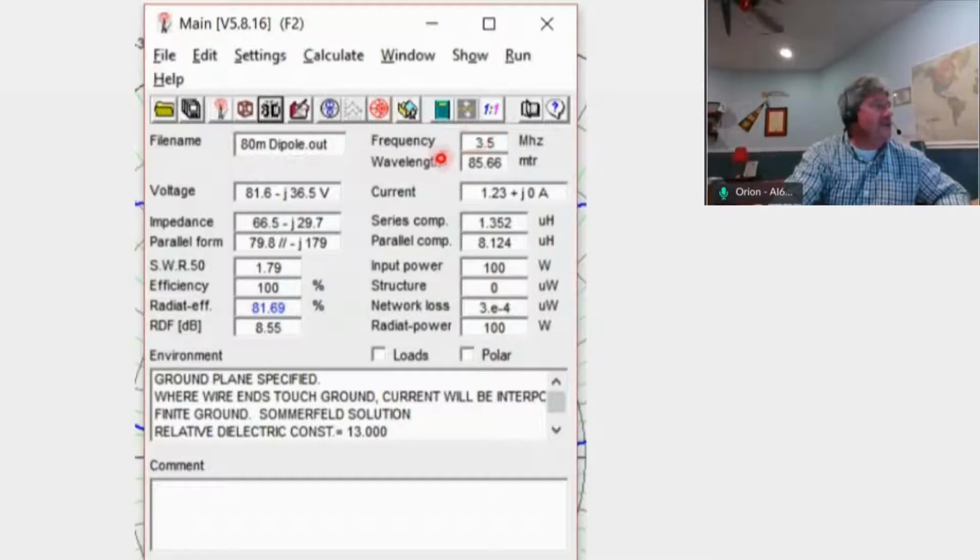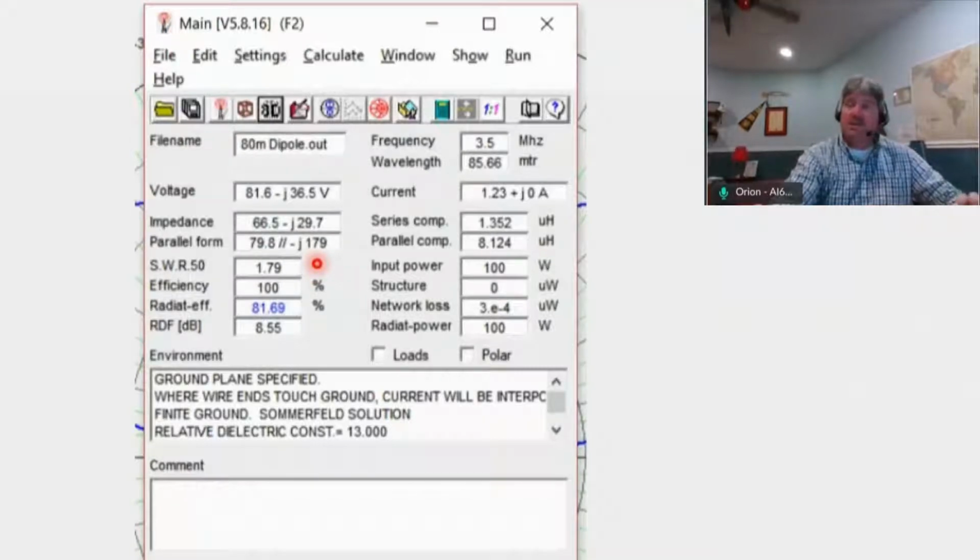Up here you can see the frequency, 3.5 megahertz, and the length of one full wave is 85.66 meters. Here's the file name, and here you can see the impedance at the feed point at this frequency. So we've got an impedance of 66.5 minus 29.7 ohms. And probably what most of you are interested in is the SWR of that antenna at the feed point at this frequency, and it's 1.79.